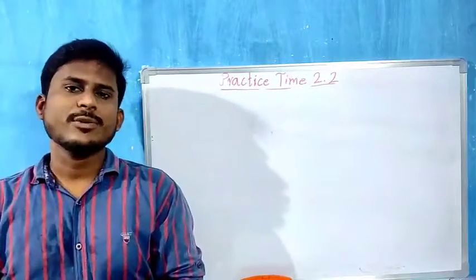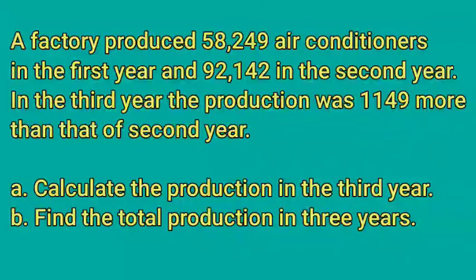So here let us discuss one more problem, children. There is a factory. The factory produced 58,249 air conditioners in the first year, children. In the second year, it produced 92,142 air conditioners, children. And in the third year, it produced 1,149 more than what was produced in the second year. And here is the question: calculate the production of the third year.